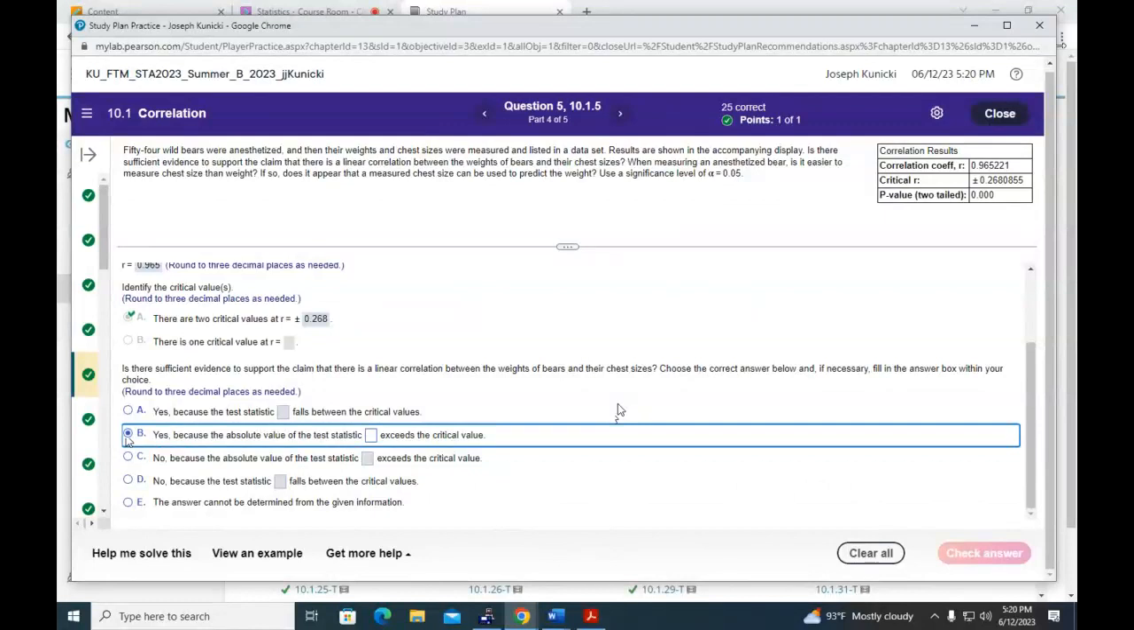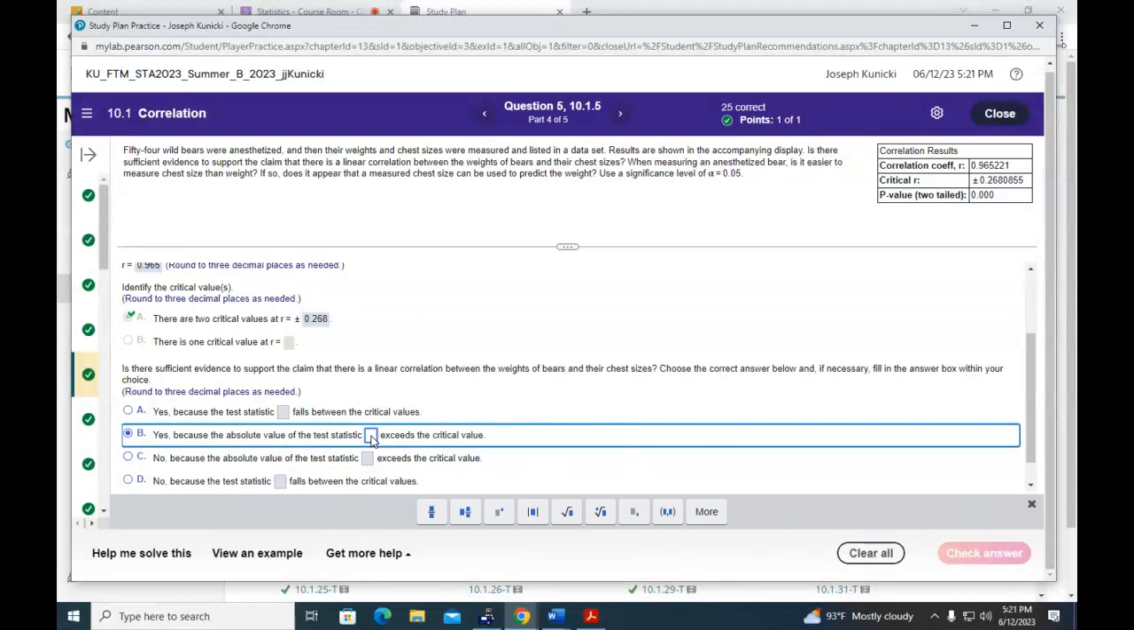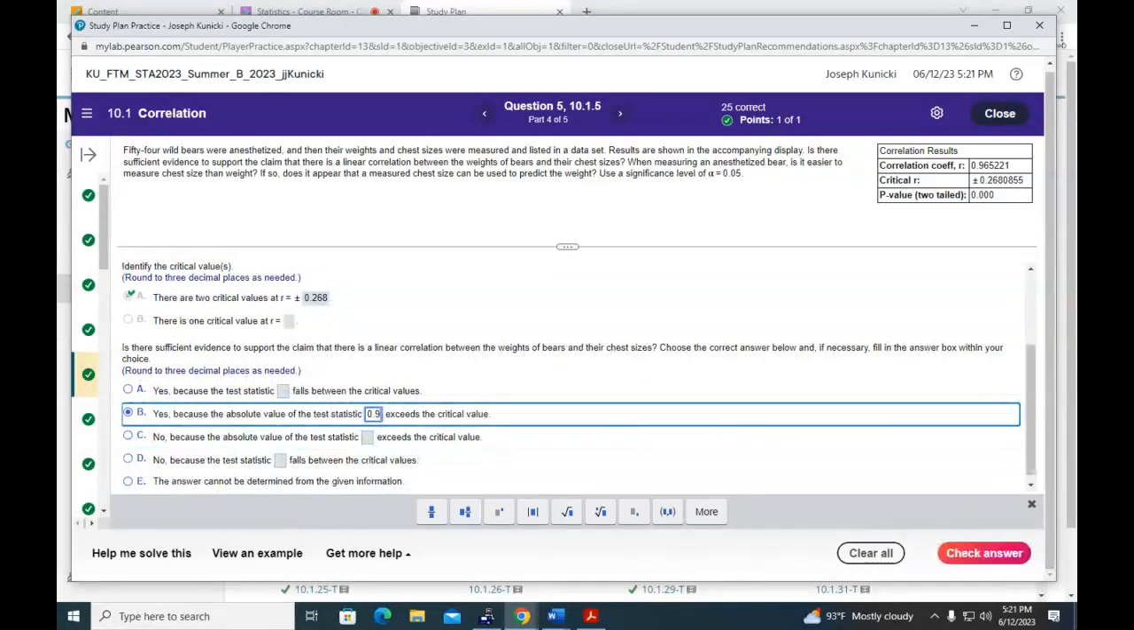They use absolute value. So what if it switched it to a negative 0.965? Then you say the absolute value still exceeds. Correct. Either way. Okay. Well, if it was negative 0.965, the absolute value would still exceed the positive critical value. Okay. But you'd have to know that it's a negative and you're in the left. Okay. That's just the way they word it. So the test statistic is 0.965.